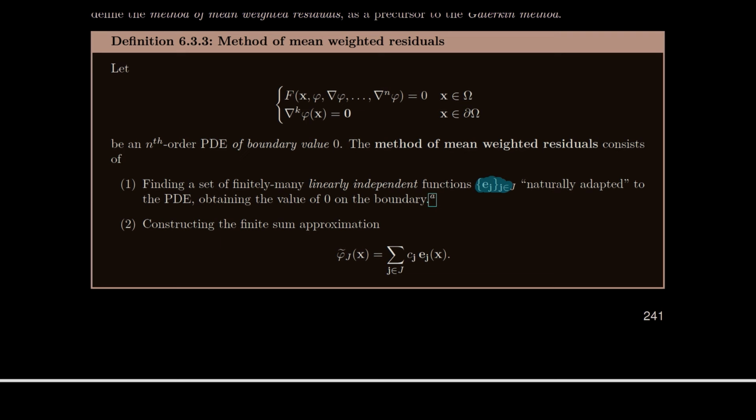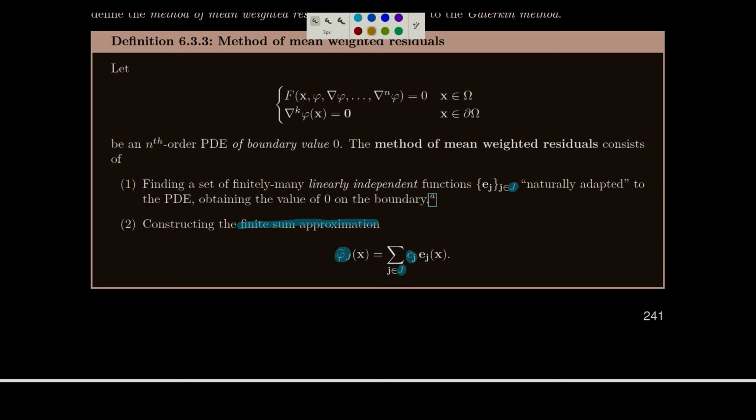We can't get into all of that here. It's what you take a numerical methods course for. Anyway, once you have this set of finitely many functions that you feel are a good choice for this PDE, you're going to construct the finite sum approximation, which I'm calling phi tilde sub j, because that's the index set that my finitely many functions are indexed over.